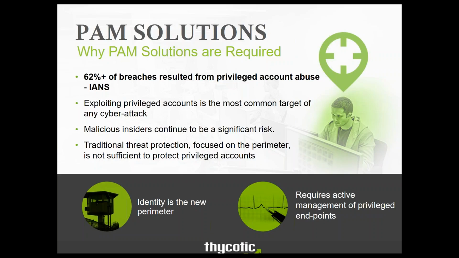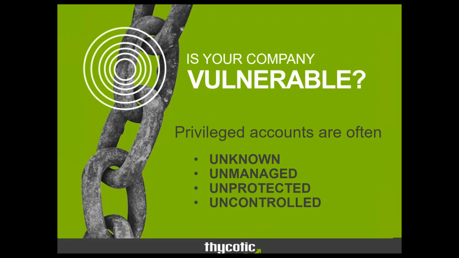If someone has already managed to breach the perimeter, then they're not doing anything for protecting these privileged accounts. And so when we look at the privileged accounts, we see these 4 U's. They're often unknown, unmanaged, unprotected, and uncontrolled. So, do we know where all of our privileged accounts are? If we don't know where all the privileged accounts are, then we can't possibly be protecting and managing them all.